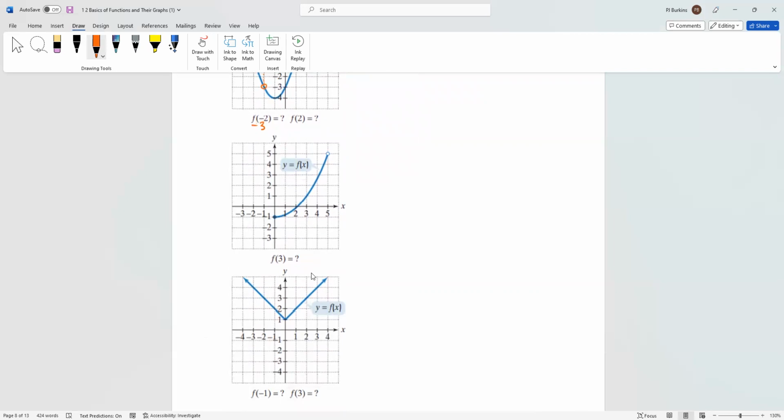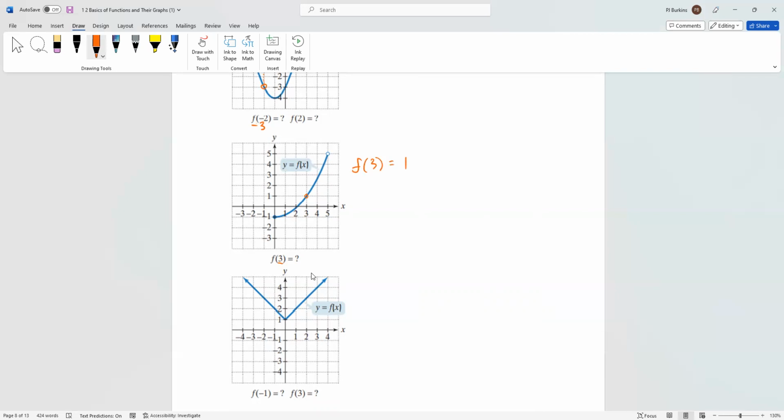Okay, here's another example, f of 3. So here's x equal 3, and right here's where it's on my graph. Notice that the y value there is 1. So f of 3 is 1.